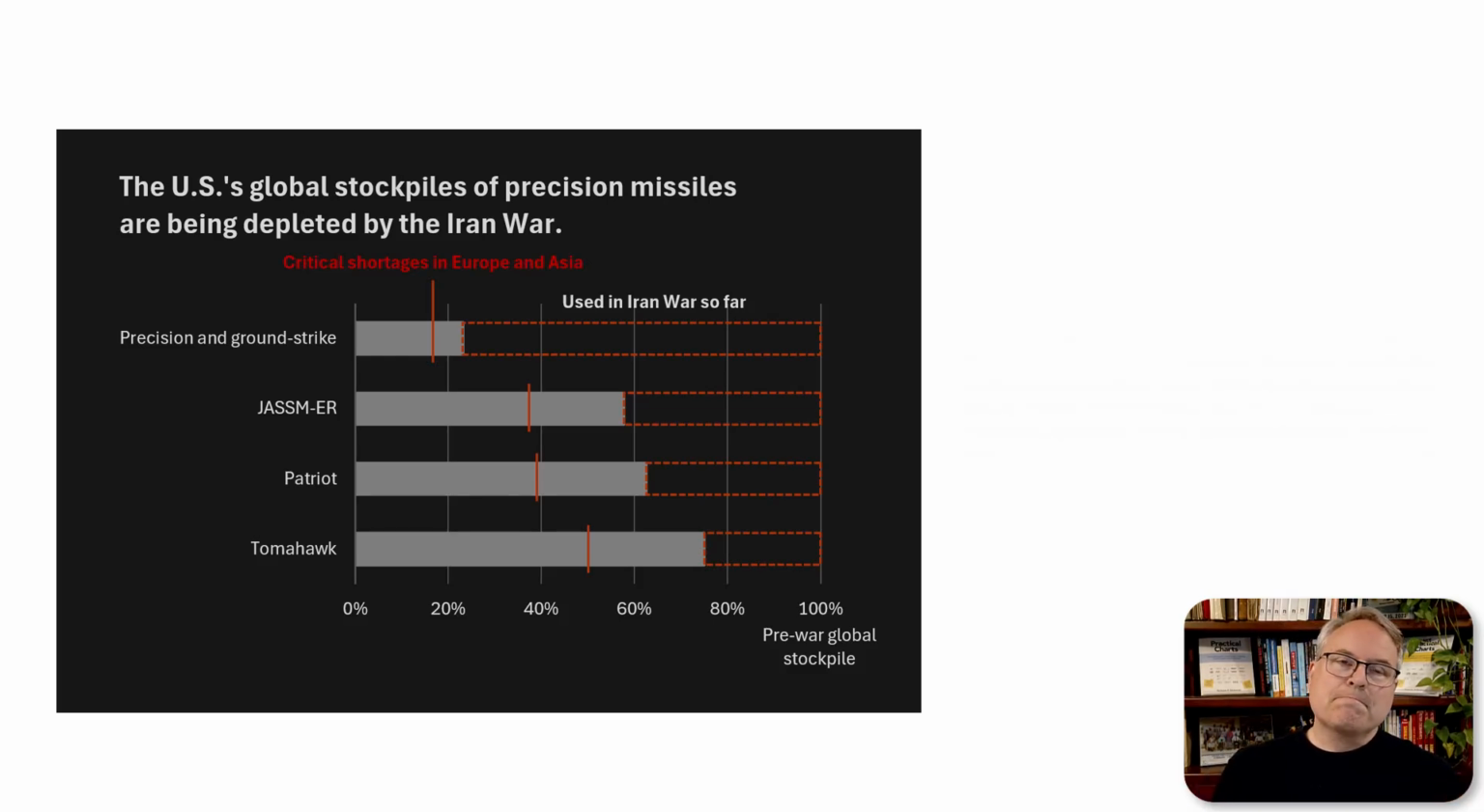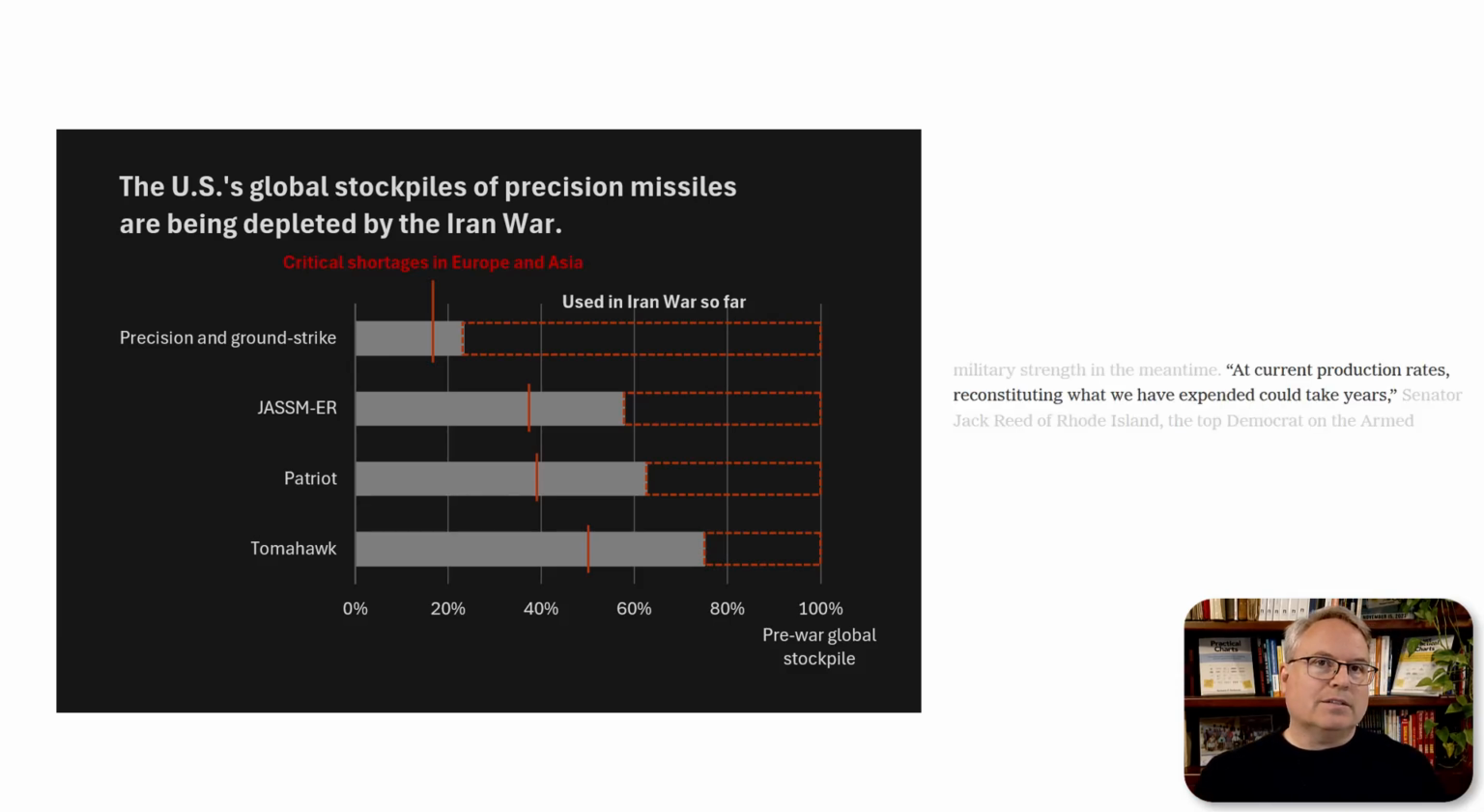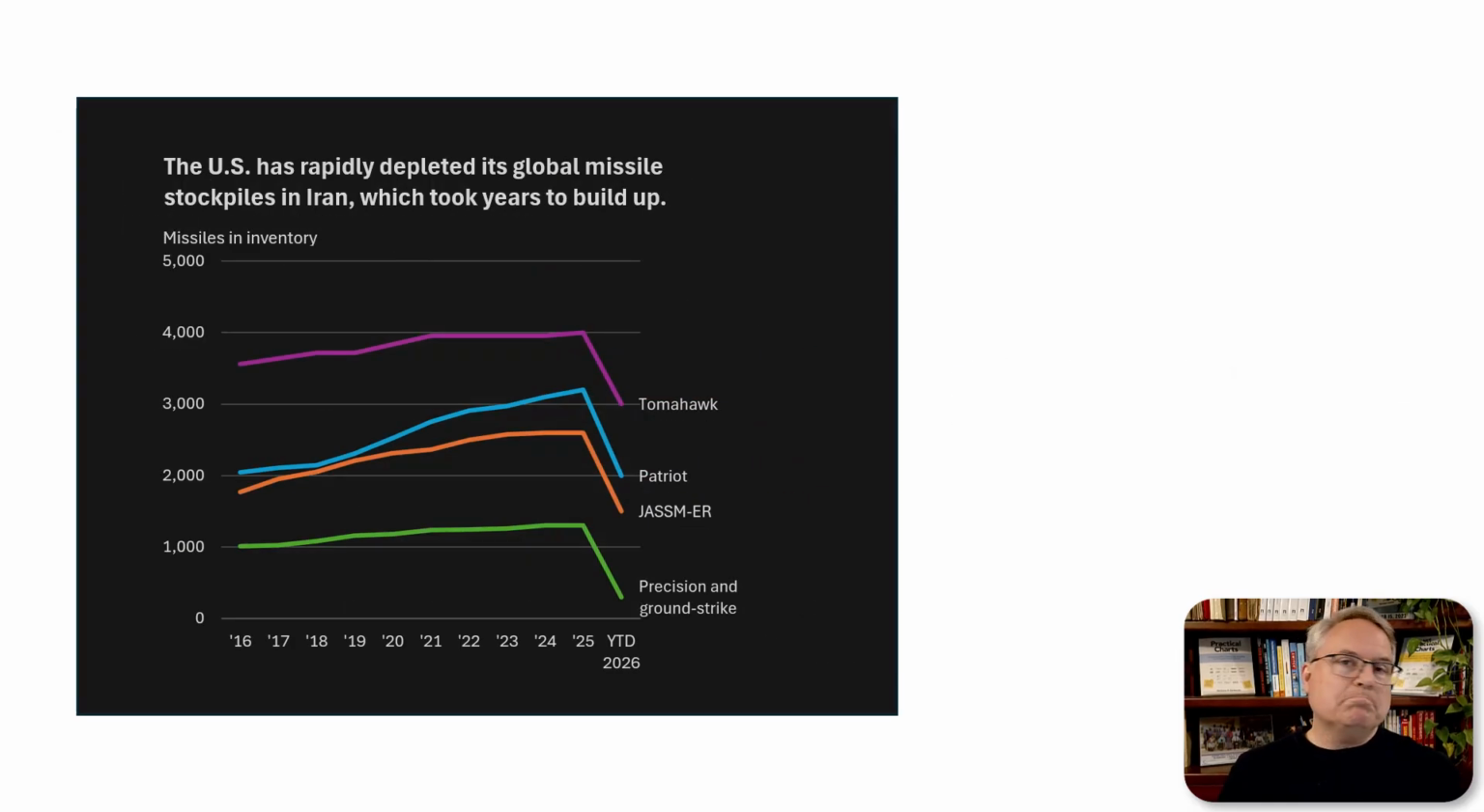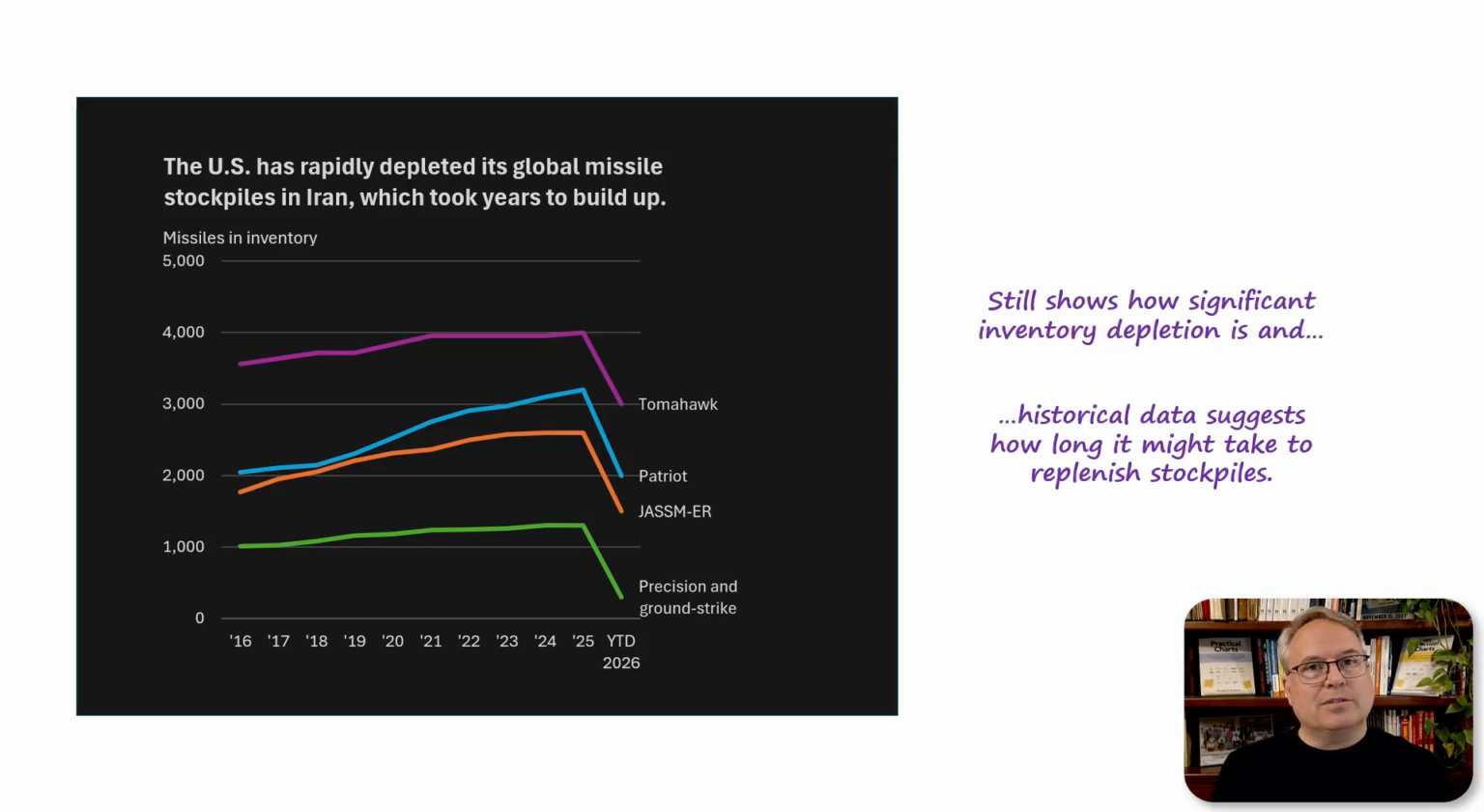Now, one of the other things that I read in the article is that these stockpiles take a long time to replenish. That's another huge concern: if they are so low, it's going to take years for them to go back up again. So maybe, if the data were available, you could show the past history of the stockpiles, showing how much time it took to build up those stockpiles and how suddenly they've now depleted. It still shows that significant depletion, but that historical data suggests that it's going to take a long time to bring those stockpile levels back up.